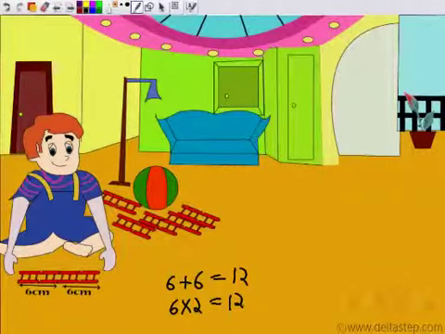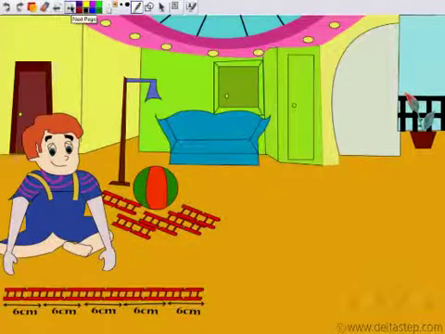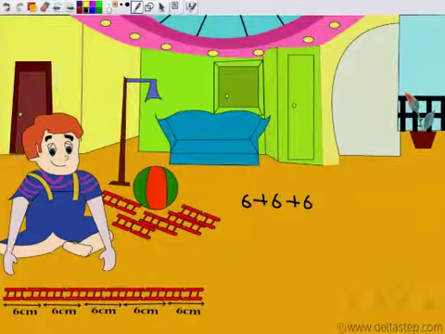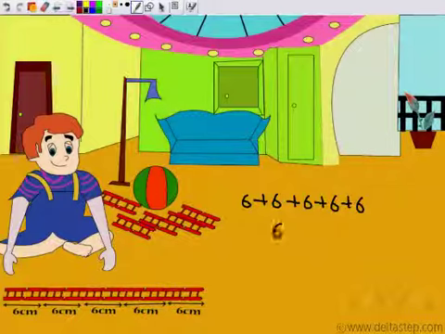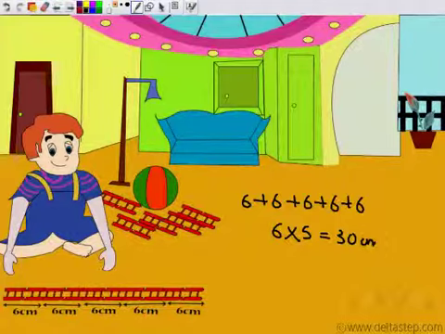So further he keeps on adding these pieces to make a large toy train track. So he keeps adding and he gets this: 6 plus 6 plus 6 plus 6 plus 6. That is, 6 is being added 5 times. Since 6 is being added 5 times, I can say this as 6 times 5, which is 30. So now the length of the track is 30 centimeters.